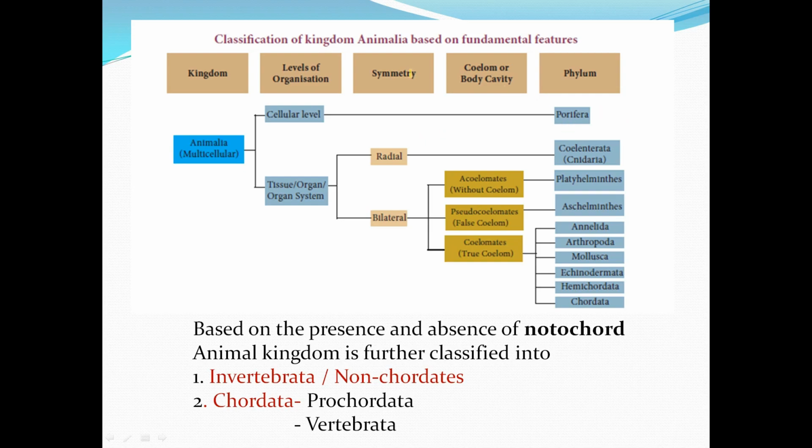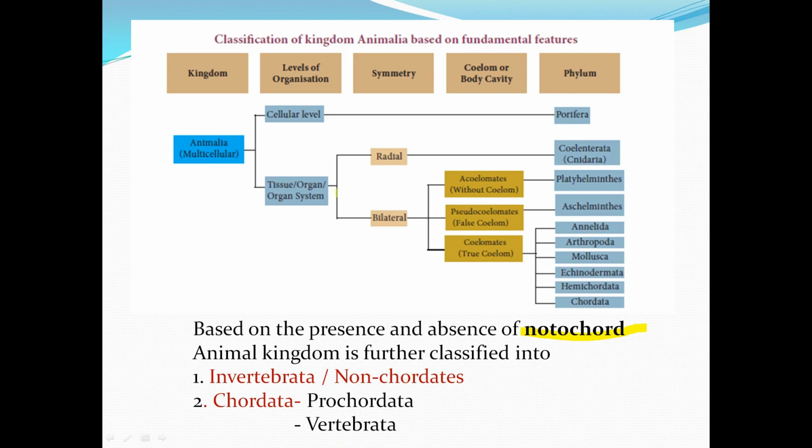The next feature is the presence or the absence of the notochord. So if the animal possesses the notochord, then the animal is said to be chordata. If it does not possess it, it is invertebrata. So the animal kingdom is further classified based on the presence and absence of notochord as invertebrata or non-chordates without the notochord and chordata with notochord. And this chordata is again classified into prochordata and vertebrata.